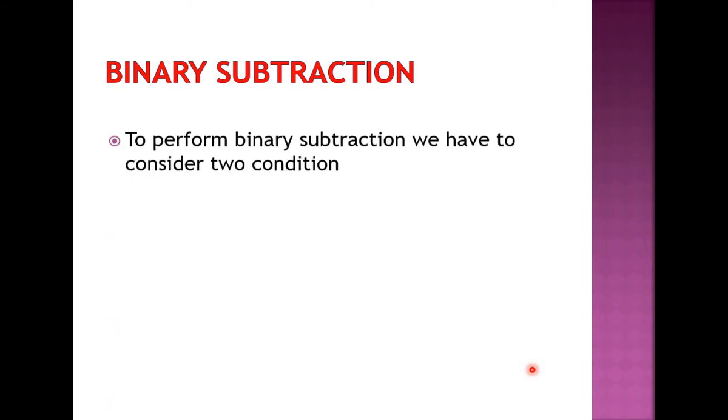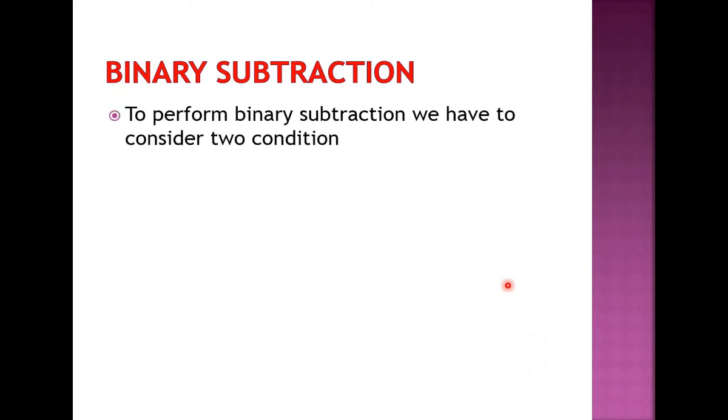Now we have to perform binary subtraction. To perform binary subtraction, we have to consider two conditions. Case first, A greater than B. Take an example: 10 minus 5 becomes 5. And case second, A less than B. Now we have to subtract 3 minus 5.